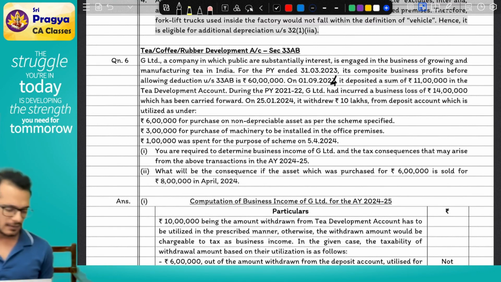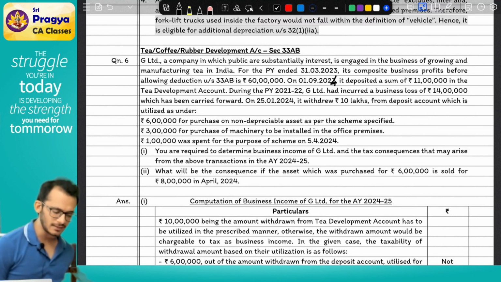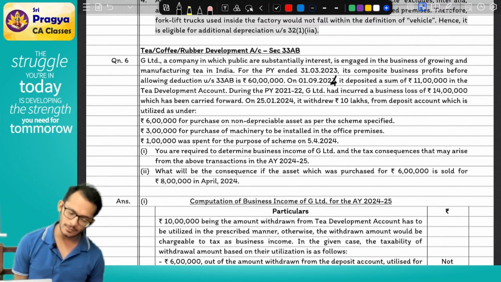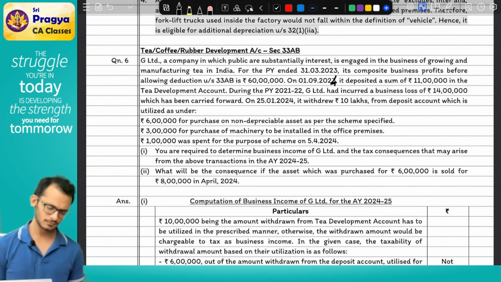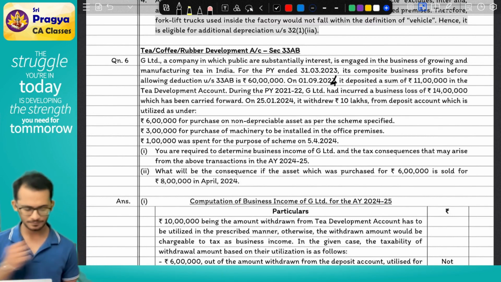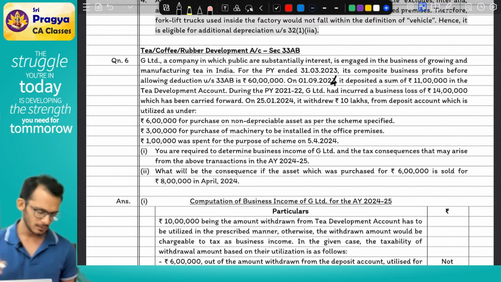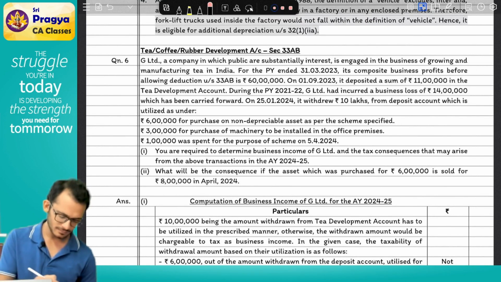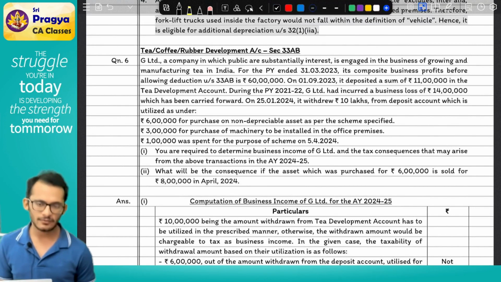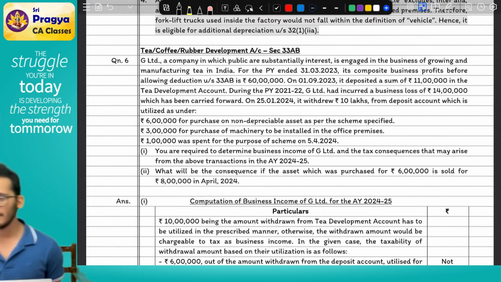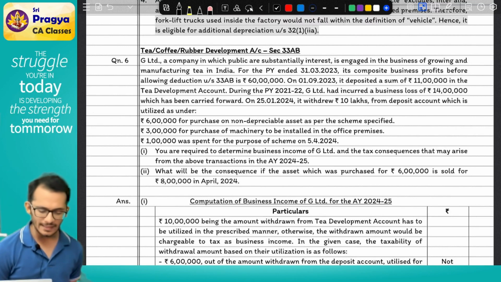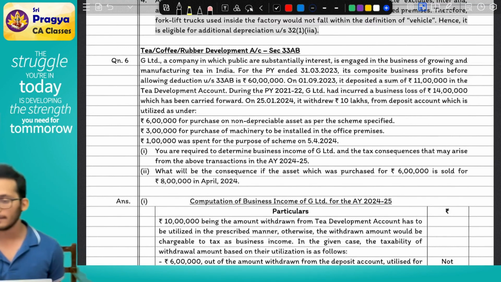Yes or no? Yes. So they're saying this balance business loss is 14 lakhs, which has been carried forward. I think this is 23 only then. My bad, because it's coming 24 here. If it's coming 24 here, then it's 23 only on the top. It doesn't matter, both the numbers are same. On 21st March 2024, I withdrew 10 lakhs from the deposit account, which is utilized as under.